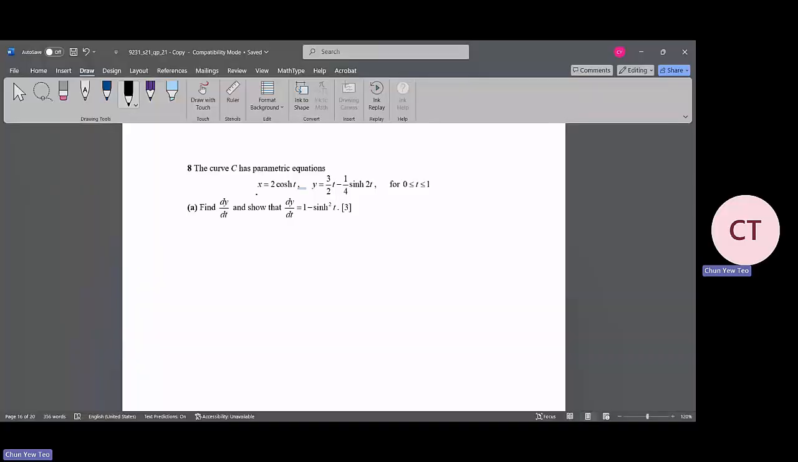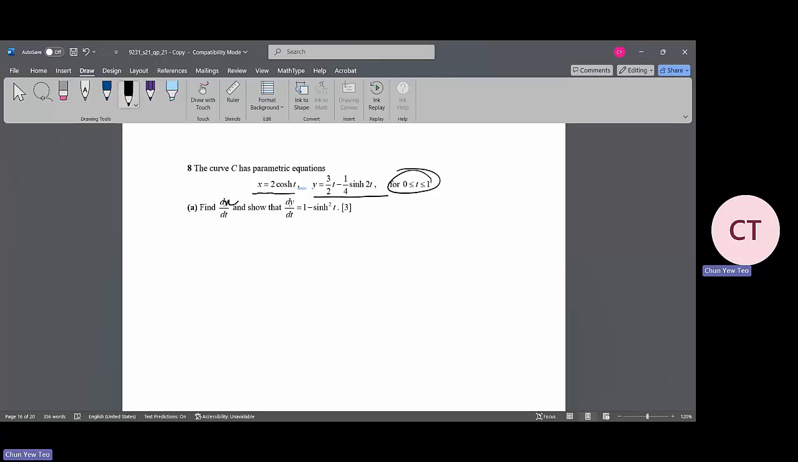We have the curve C that has the equations x equals 2 cos t, y equals 3 over 2 t minus 1 over 4 sine 2t, for t from 0 to 1. So we want to find dx/dt and show that dy/dt is equal to 1 minus sine squared t. So this one is a typing error.